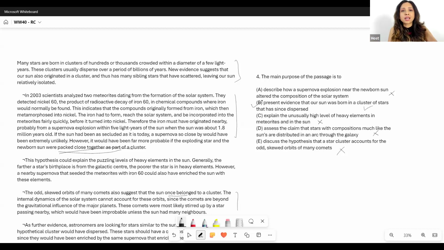So, for example, if it is a heading, right, if he writes a very simple, plain heading where he gives you the content of what he's going to write about, then what will that be? Again, that will be the main purpose of the passage. So, for example, in case this passage had to be given a heading, what will the author say? What will he write? The author will write that the sun was born in a cluster, which has since dispersed, for example, right? So, in that sense, it's extremely similar to a CR question.